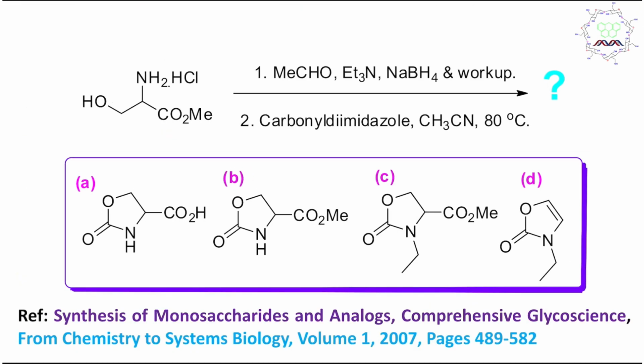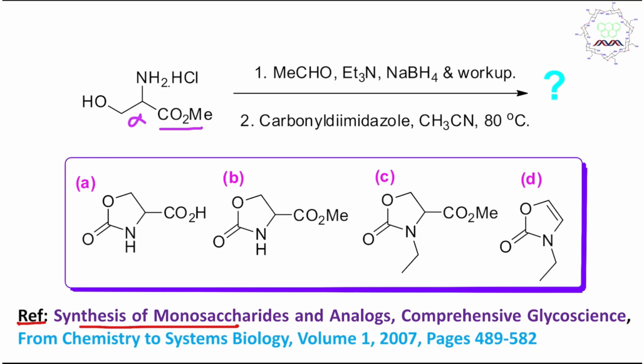I believe you have tried by yourself, so it's my turn to give you the answer. You can see this is the reference from where I have taken this problem. If you look at this reaction a little carefully, you can see that this is actually an ester of an amino acid, because this is the hydrochloride salt of an amine, and this is the ester of an acid. So this part is an amino acid, more specifically an alpha amino acid.